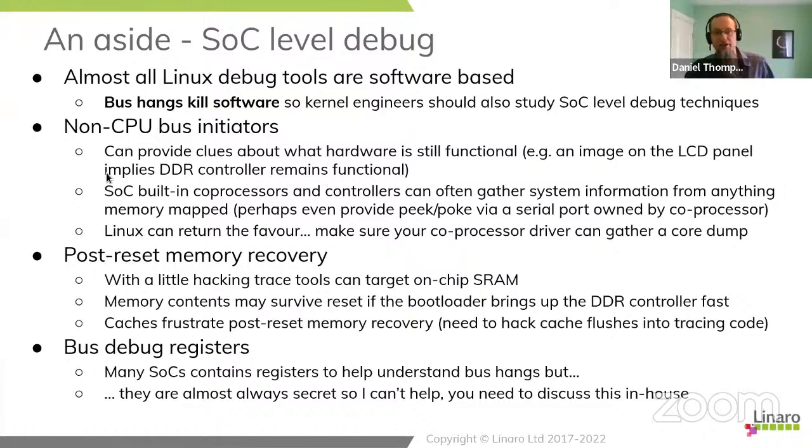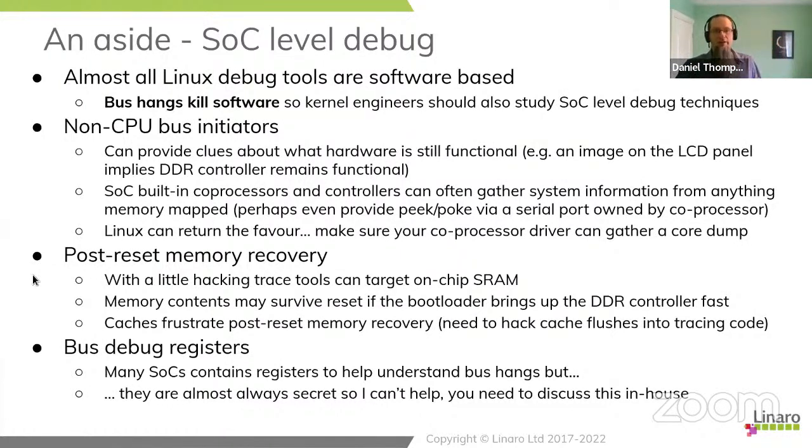Off topic entirely, but Linux can also return that favor. You should absolutely make sure that if your coprocessor is capable of crashing, Linux is capable of detecting it and giving a core dump to you so you can hand it to your coprocessor engineers. That's completely out of scope for Linux debugging because your coprocessor quite often runs a real-time operating system. But if you have coprocessors in your system, you must ensure that Linux can core dump them so that you can provide post-mortem analysis for your coprocessor engineers.